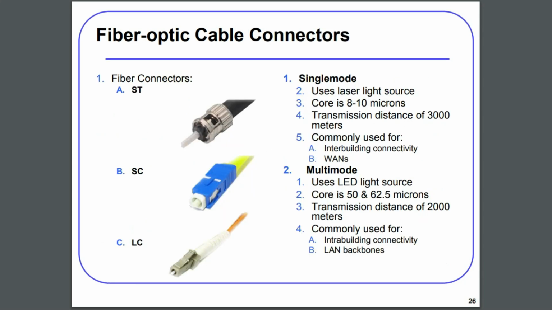In this slide, you can see different types of cable connectors. First one is an ST connector, second one is an LC connector, then an SC connector. There are two types of fiber cable, single mode and multimode. Single mode uses a laser light source, core is 8 to 10 microns, transmission distance of 3000 meters, commonly used for inter-building connectivity and WANs. Multimode cable uses an LED light source, core is 50 and 62.5 microns, transmission distance of 2000 meters, commonly used for intra-building connectivity or LAN backbones. So let's move to the next slide.